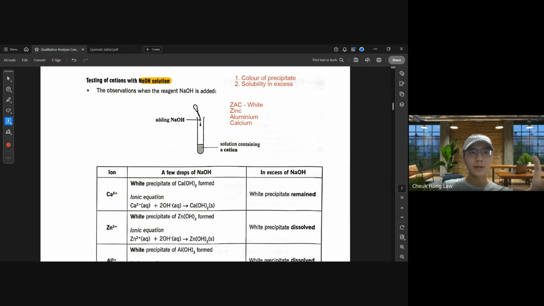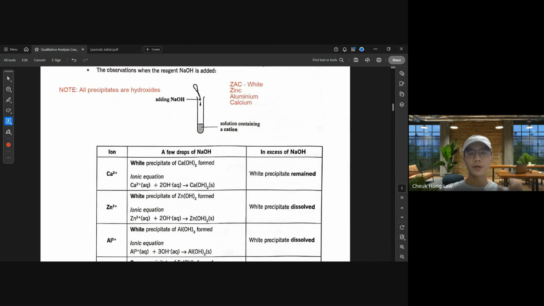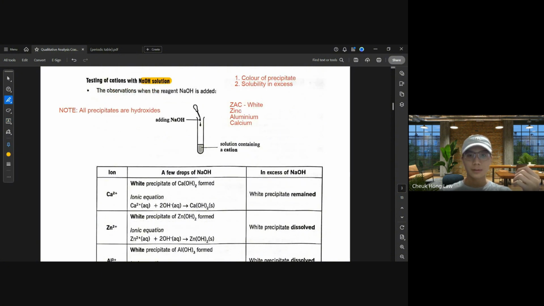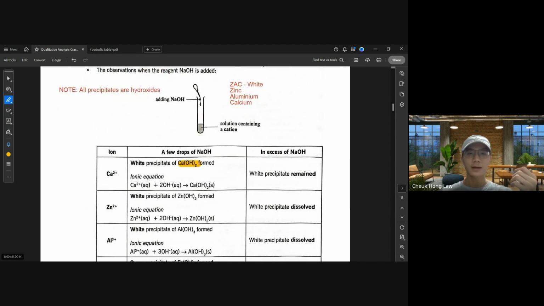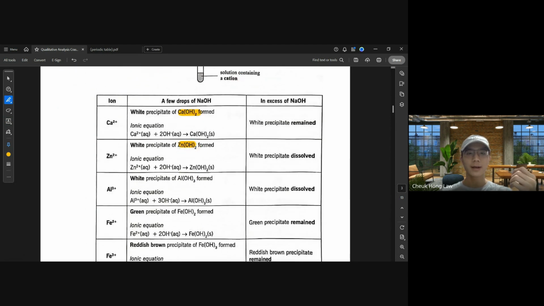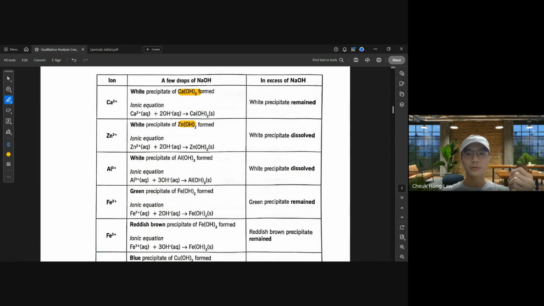One important thing to note: all your precipitates are hydroxides. If you are testing for calcium, the precipitate formed will be calcium hydroxide. If you are testing for zinc, the precipitate will be zinc hydroxide. If you are testing for iron 2, the precipitate will be iron 2 hydroxide.